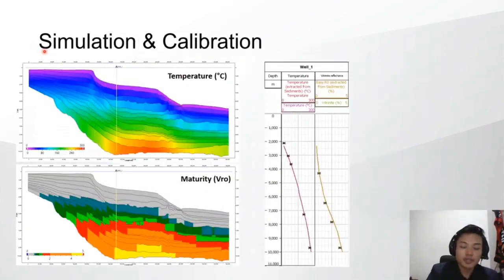This is the result from our simulation process, where we are going to calibrate our temperature model and maturity model with our actual data. From this log, we can see that our temperature and maturity model is well calibrated with the actual data. Bear in mind, if our temperature model is not well calibrated with the actual data, we may need to make changes in the boundary condition. If the maturity model is not well calibrated with the actual data, we may need to make changes in the lithology setting.